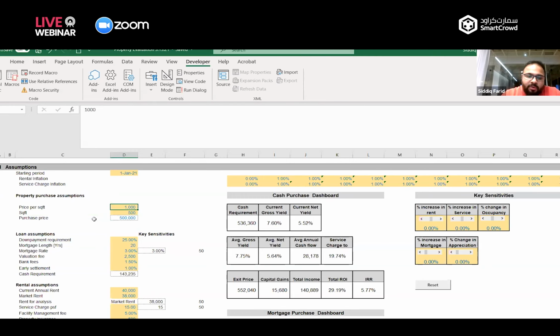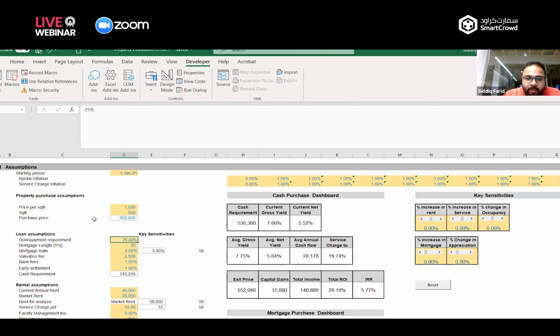So you want to start, like I said, by focusing on what the price per square foot for a property is. What's the square foot of that property? That will dictate what the purchase price is. And then if you are using debt to invest in that property, you obviously have to make some assumptions.